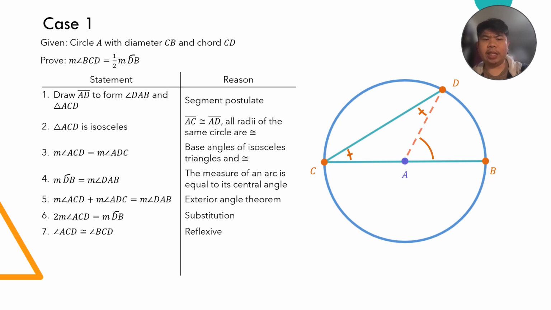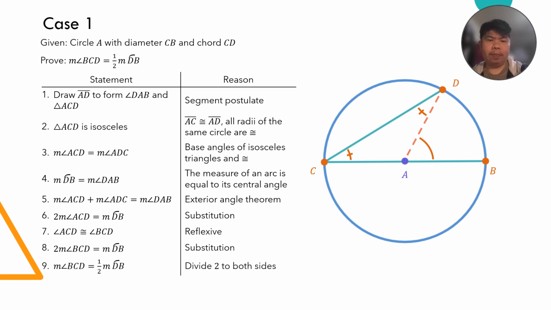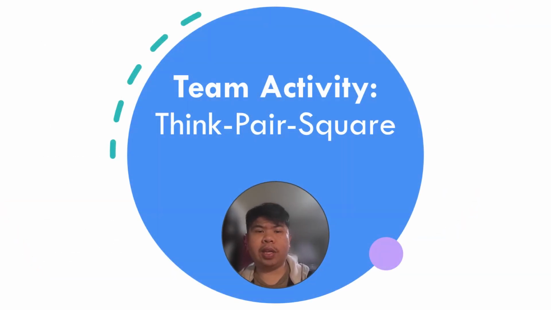Since the measure of ACD is congruent to BCD, we can say that twice the measure of angle BCD is equal to the measure of arc DB. And therefore, by dividing both sides by 2, we get the measure of angle BCD is equal to half the measure of arc DB. All right, so that was the proof of case 1.